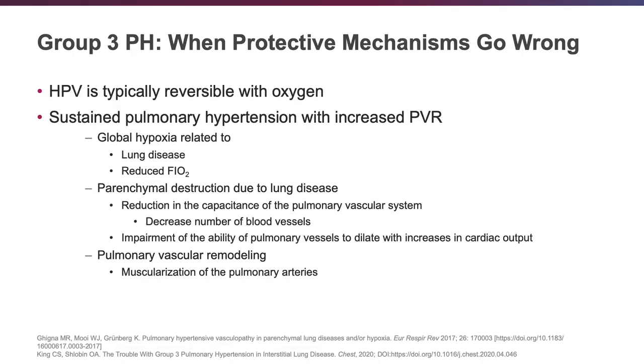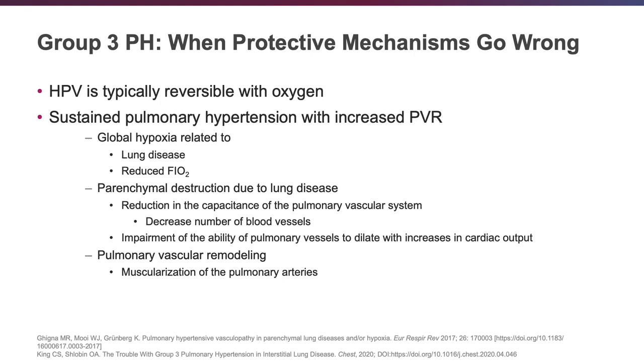So what happens when protective mechanisms go wrong, as in group 3 pulmonary hypertension? Well, HPV is typically reversible with oxygen, but when pulmonary hypertension is sustained, it can result in an increased PVR. And that can happen with multiple mechanisms: with global hypoxia related to lung disease itself, reduced inspired oxygen such as with altitude, or with destruction of the parenchyma, as in emphysema, where there's a decreased number of blood vessels.